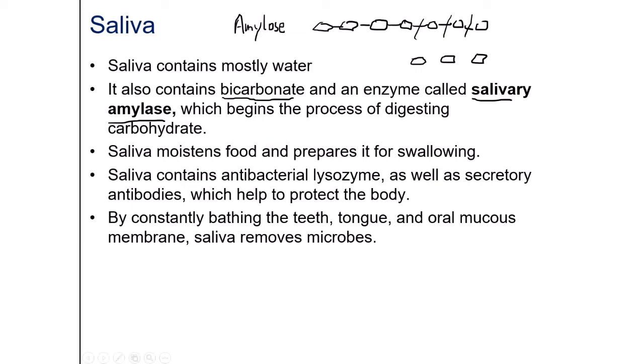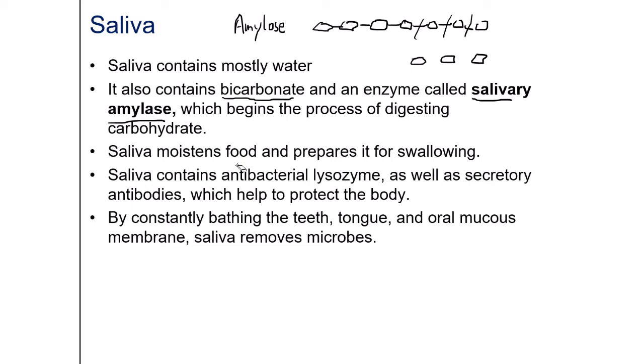So as we go through the PowerPoint slides, I want you to pay attention to where the macromolecules are going to be chemically broken down. So in the mouth, that's where the carbohydrates start to get broken down. Proteins and lipids will have to wait until later on in the GI tract. Saliva is also important for moistening your food and preparing it to swallow.